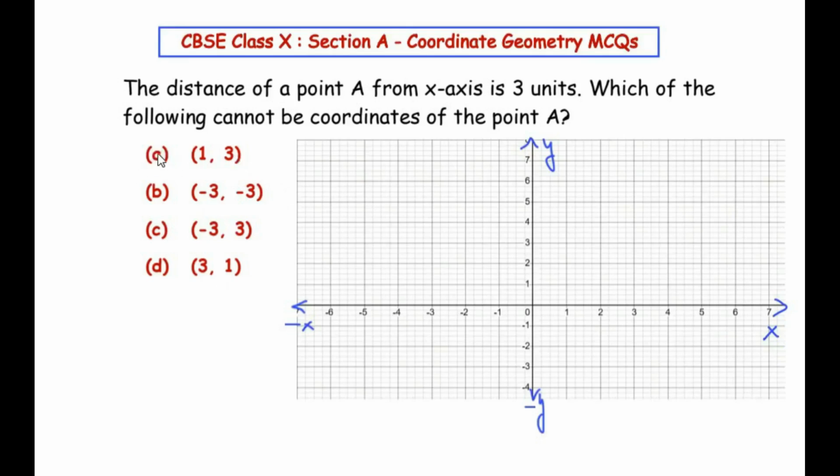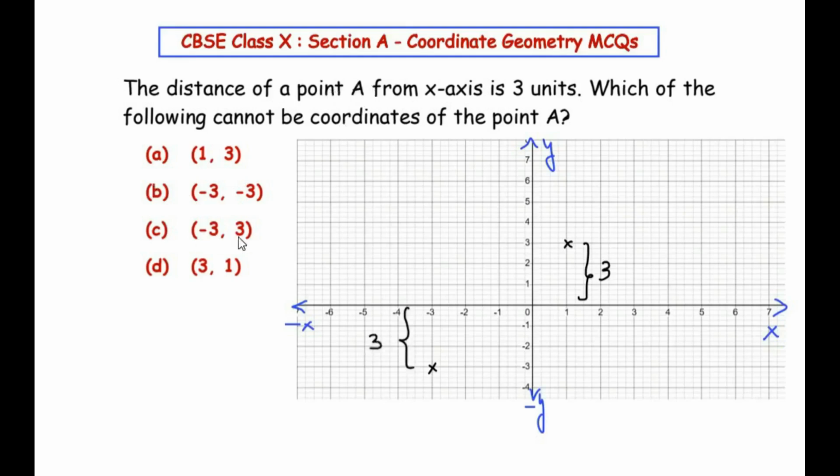So let us look at the first one, that is 1, 3. So here 1, 3, x is 1 and 3 is over here. So this point is 3 units from the x-axis. So this is a point which is 3 units from the x-axis. So this cannot be the answer because we are trying to find out the coordinates of the point which cannot be point A. Now if we look at -3, -3, the -3 is on the x-axis and -3 is over here. So the point will be over here. But from the x-axis, again the point is 3 units away. So this is also a point which is representing point A.